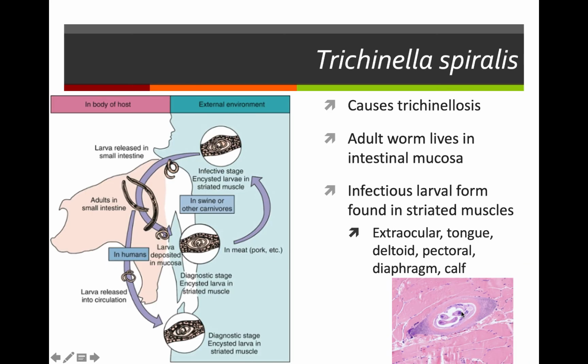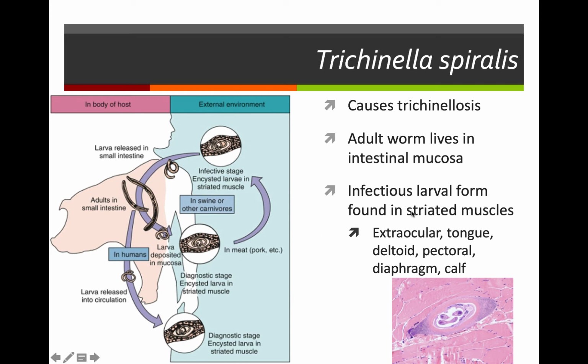Next, we have Trichinella spiralis. This causes a disease called trichinellosis. This is a pork worm. This is not pork tapeworm. This is pork roundworm. The adult worm lives inside of the intestinal mucosa. And of course, again, you've got the larger female, the smaller male. The adults release larvae. The larvae will go into muscles and form cysts.